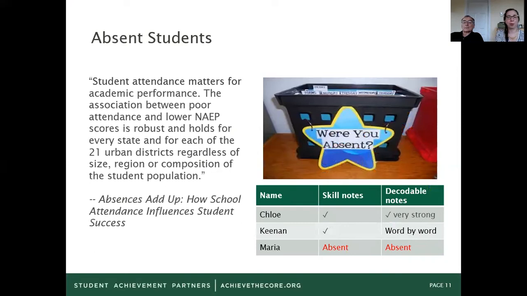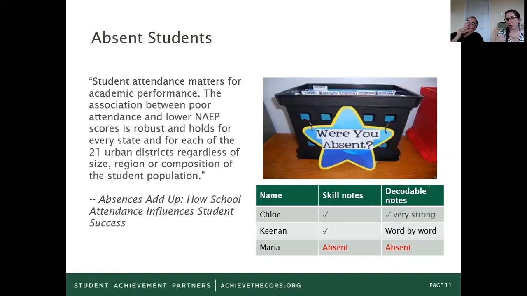A report from the nonprofit Attendance Works, based on an analysis of NAEP scores, found a huge correlation between attendance rates and performance. And while progress monitoring doesn't directly address that, it doesn't prevent absenteeism, it does give teachers a mechanism to think about how to fill in gaps when students are absent a lot, and a very clear path.